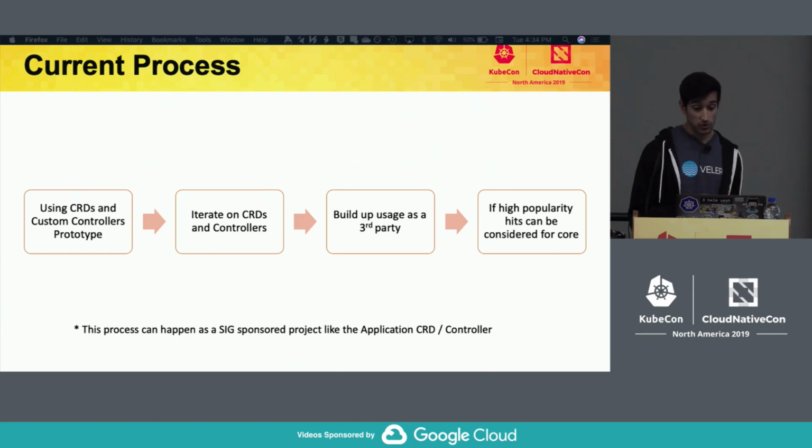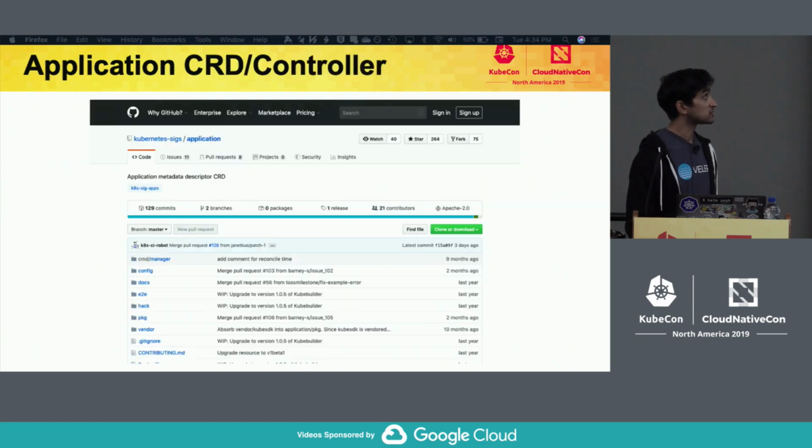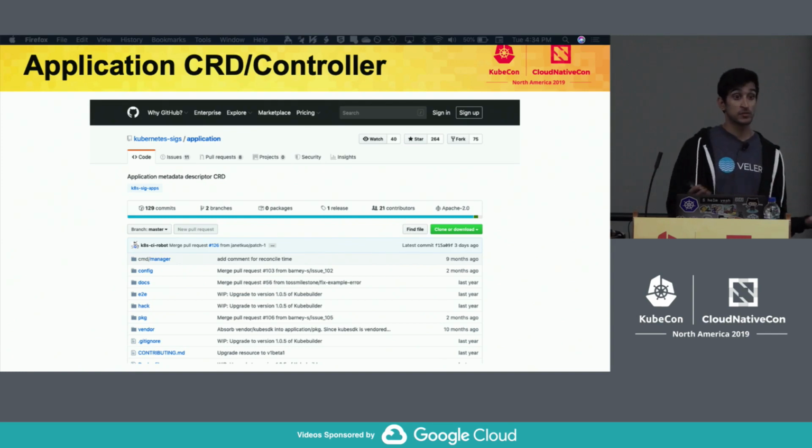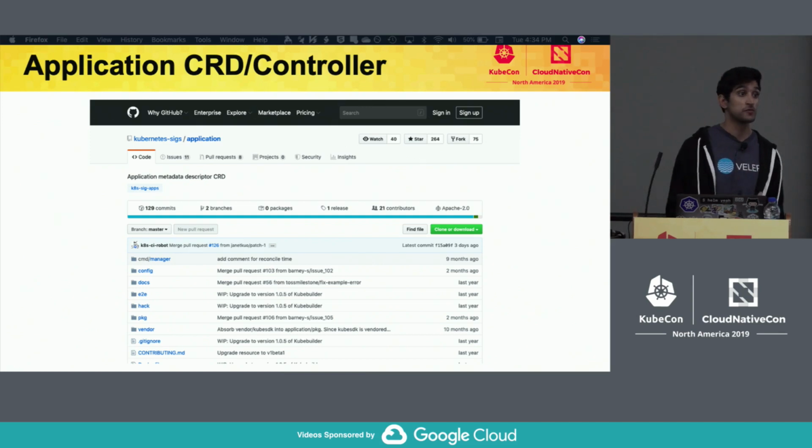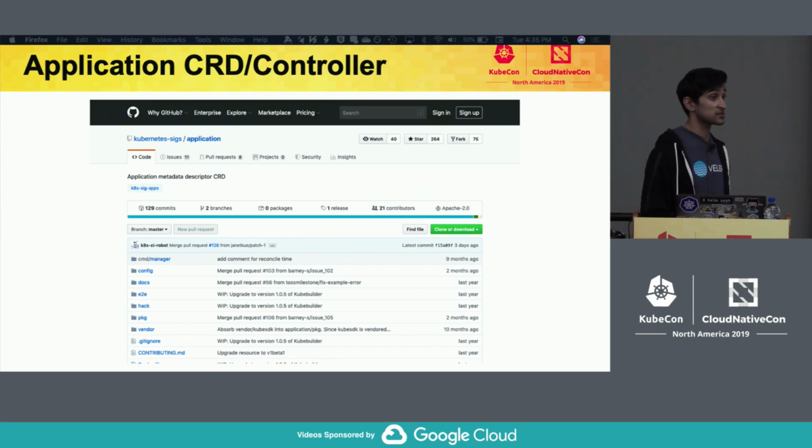An example of a project that's currently going through this process is the Application CRD and controller. This is owned by SIG Apps. It's under the Kubernetes SIGs GitHub org here, but it's implemented as an external controller and API. The Application CRD is essentially a metadata descriptor for groups of resources that resemble an application. Basically, it's a way for you to define what applications are running in Kubernetes and get interoperability across different tools to represent the state of an application inside the cluster.